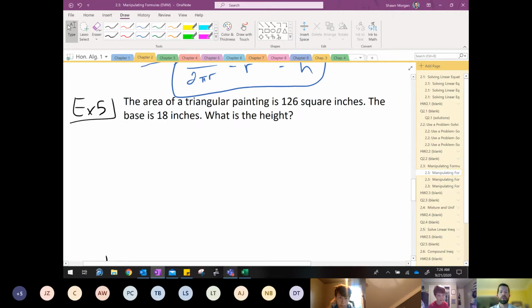This one says the area of a triangular painting. And let's see here. Paul, what do you think I should do? I didn't even read the whole first sentence, and I've got in mind something that I need to put together. What should I do? The formula for a triangle is area is base times height times 1/2, right? This is true.